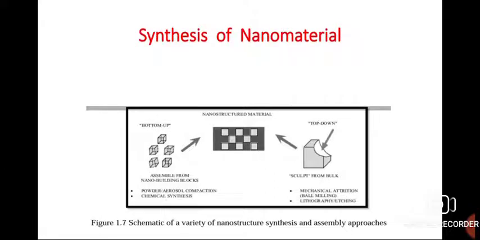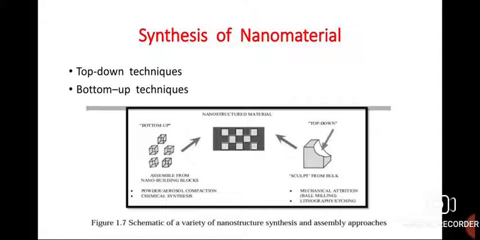Now let us move towards the synthesis of nanomaterials. How nanomaterials are synthesized, we are going to study in a short manner. So basically there are two types of synthesis of nanomaterials. One type is known as the top-down technique and the second one is known as the bottom-up technique. According to its name, top-down means the bulk material is broken into the smallest parts, and that smallest part of the material can be fabricated in a nano form.